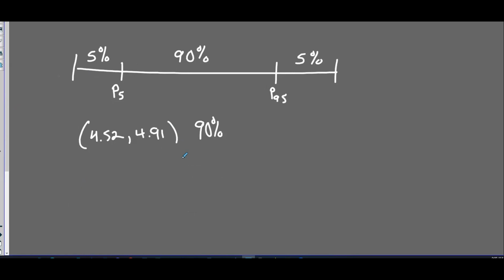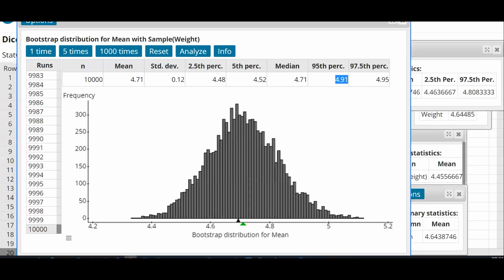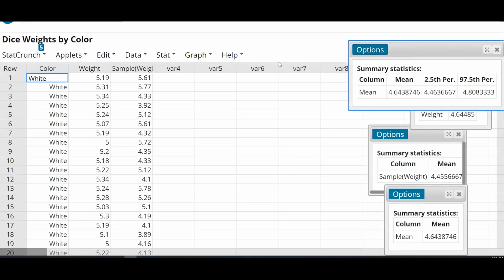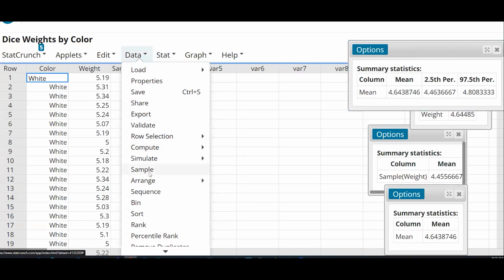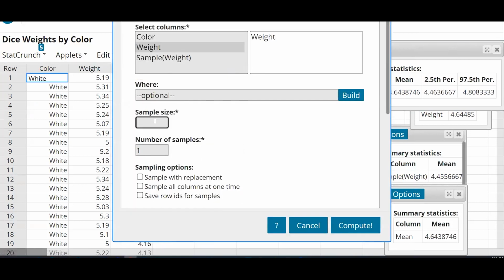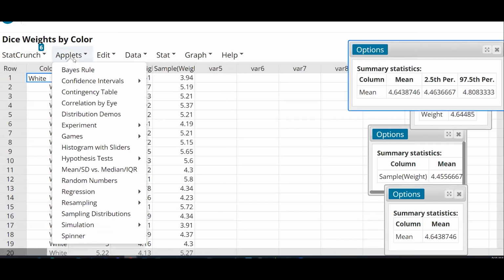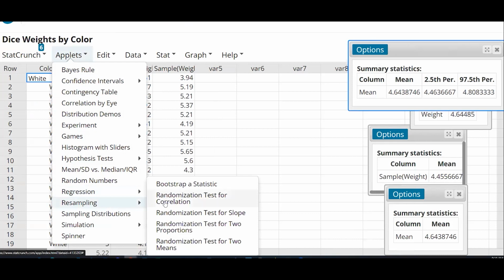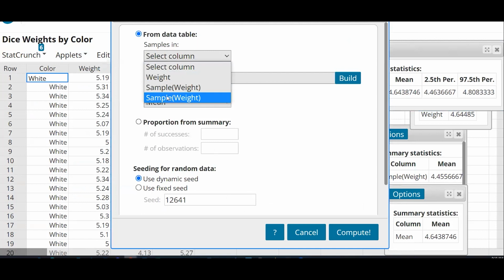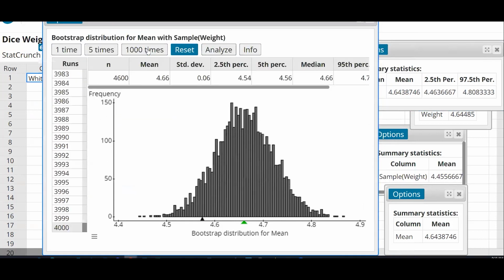Another way to get these closer together is to take a bigger sample. So if we take a sample of size 100, for example, let's do that. We take a sample size of 100, our confidence interval should be better. So I'm going to sample the weights. Let's do 100 this time. I'm going to use the resampling bootstrap a statistic option in StatCrunch. I'm going to pick my second sample, and I'm going to do this 10,000 times again.